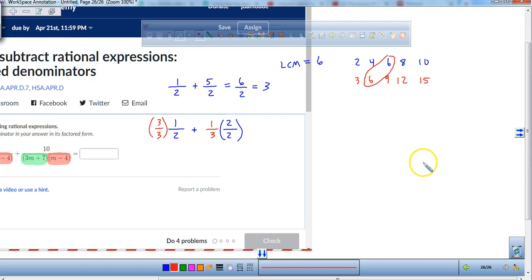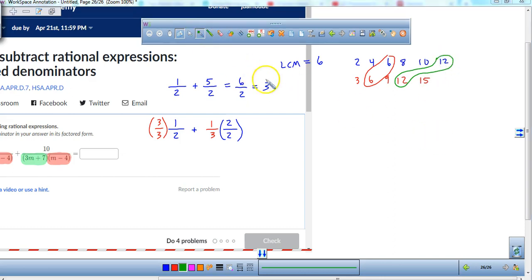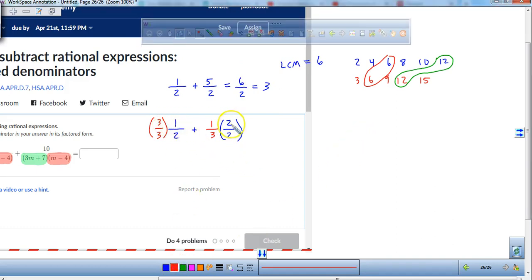A common multiple is just a number that they share in common. So another common multiple between a 2 and a 3 is the number 12. That's a common multiple, but that's not the least common multiple. What we're trying to find is the LCM, the least common multiple. So quickly, let's just do this one. We get 3 times 1, which is 3/6, and 2 times 1 is 2/6. And so we would add them together and we would get 5/6.